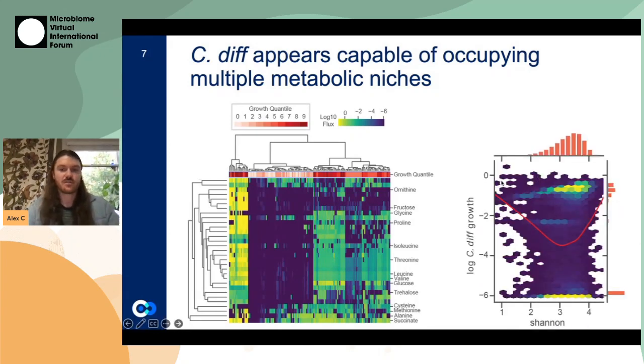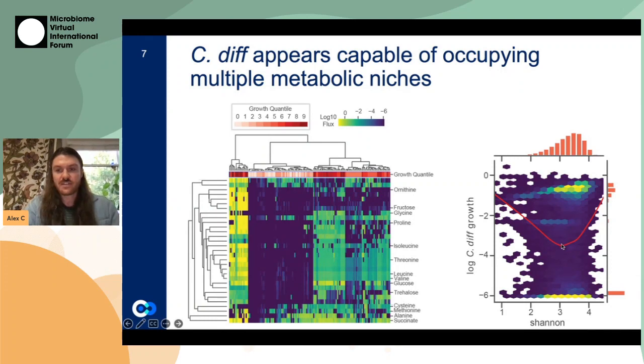Leveraging this data, we could also look at associations with the predicted growth rate and the diversity of the samples. And what's interesting in this figure is you do see the known trend in that low diversity is associated with high predicted growth rate. And then as you approach this average, more moderate diversity, you see the predicted growth rate decreases.